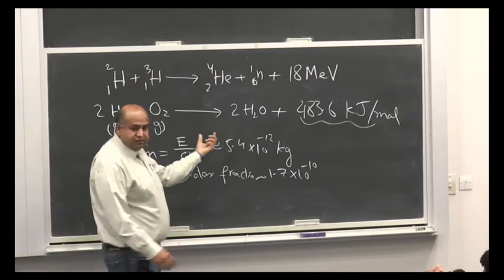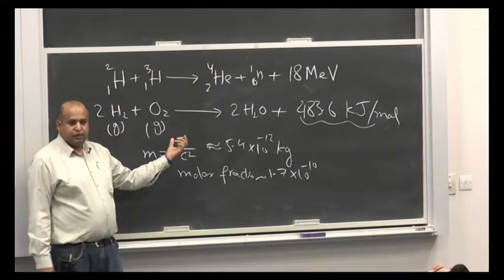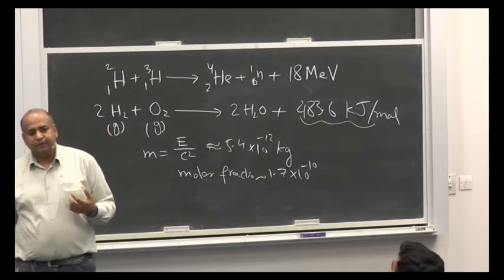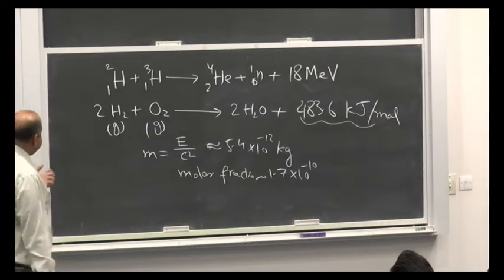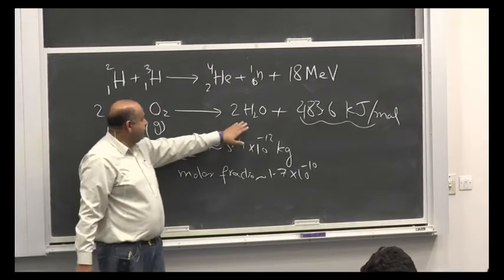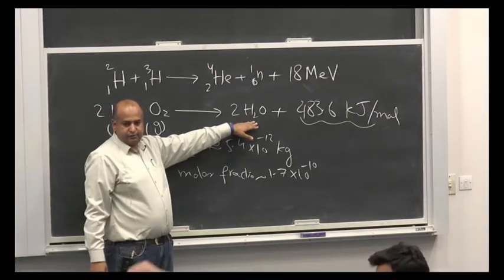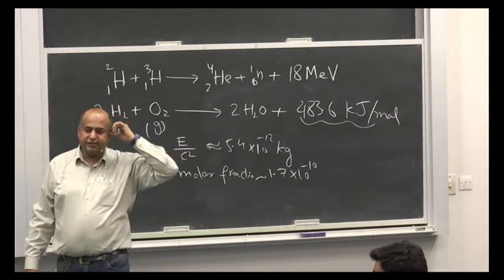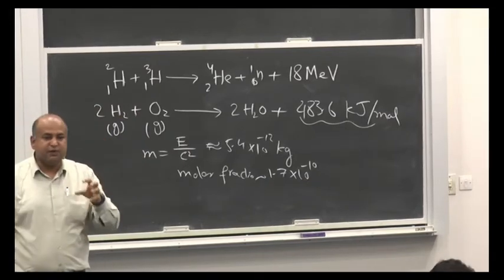The source is mass difference. So the mass is coming from this thing. The mass of this and this combined, is it greater than this mass? No, it's not. It's neither coming from the nucleus, nor from the electrons. It's coming from the bonds.